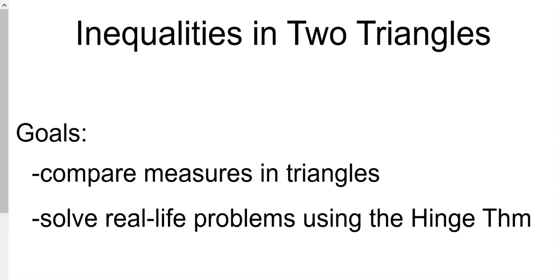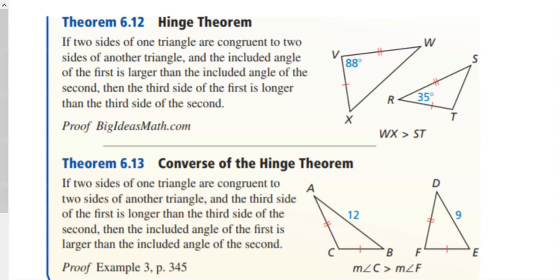There's really two theorems that we're going to focus on, and it's called the Hinge theorem and then the converse of that. Okay, so what does the Hinge theorem say? If two sides of one triangle are congruent to two sides of the other triangle, and the included angle, so if you recall, included means in between those two sides that we're referring to.